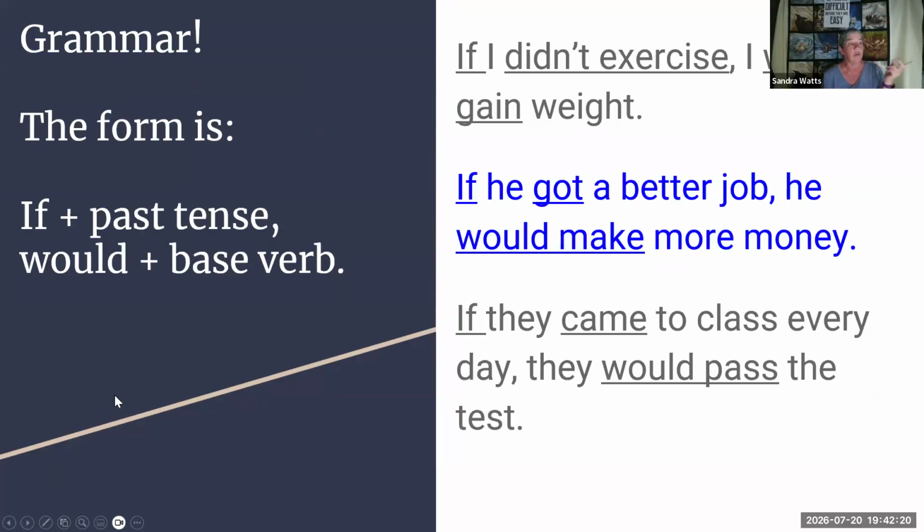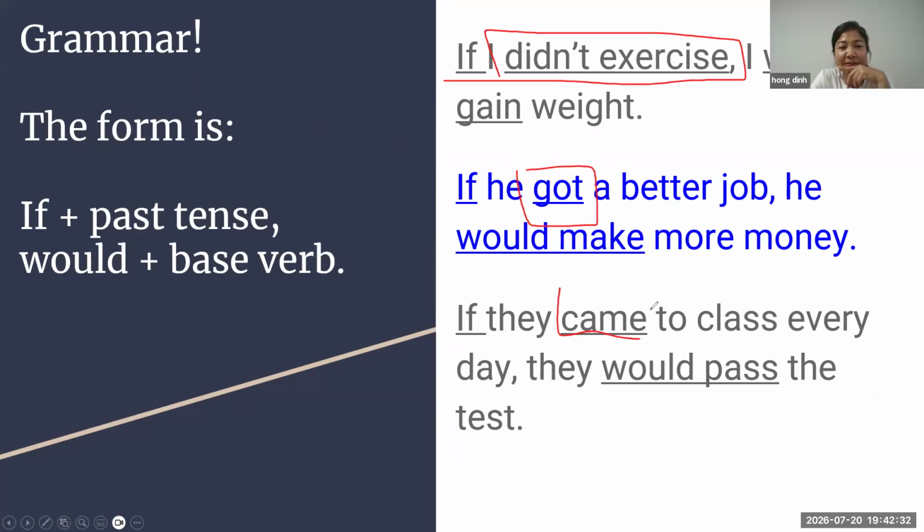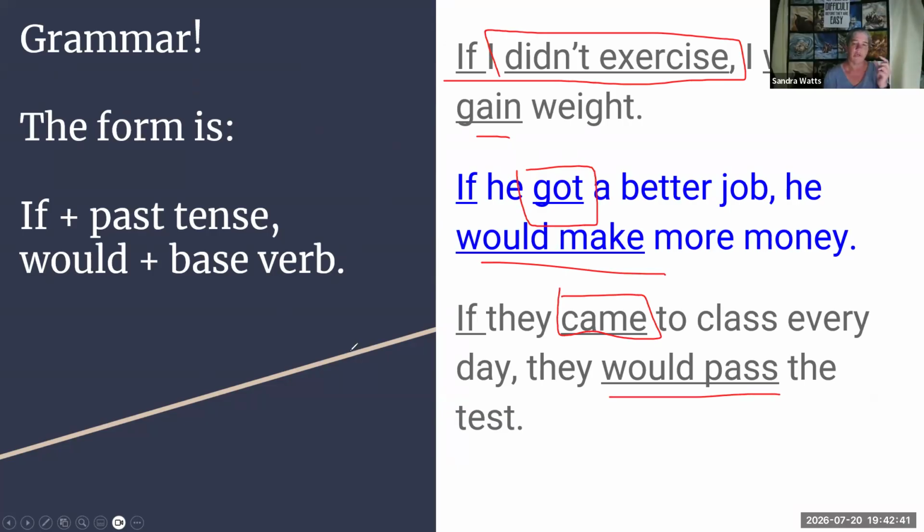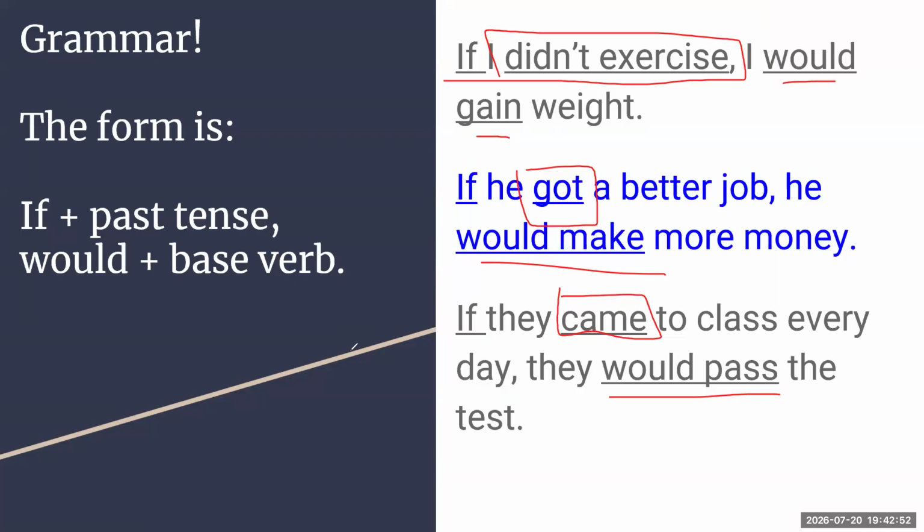Okay, so here's the grammar, which we talked about a bit already. It's if plus past. And then the effect is would plus the verb. And this is kind of a weird pronunciation for a lot of people. Would. You've got to go, ooh, would.